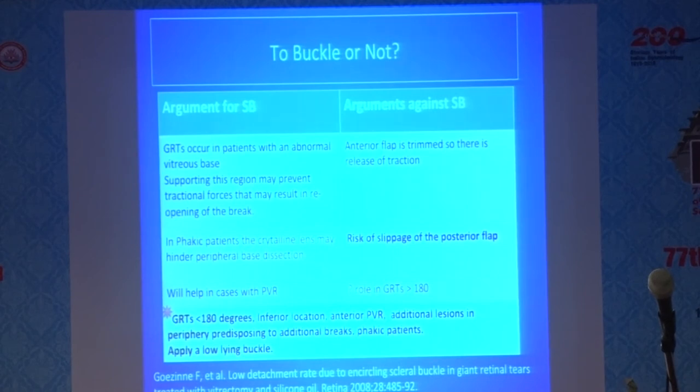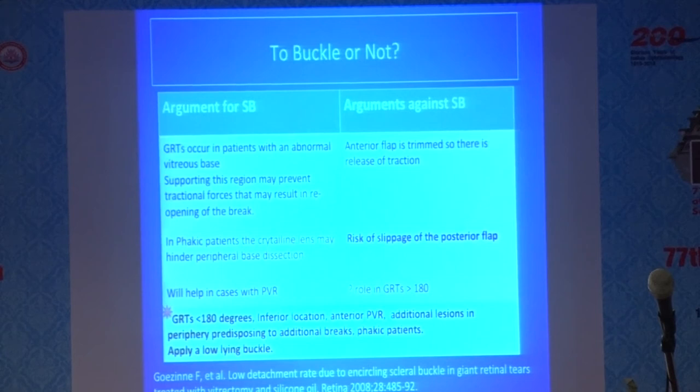The arguments against applying a supplementary buckle are that you generally tend to cut off the anterior flap, so that means that you have released the vitreous traction there, so there is no vitreous traction, but the edges of the tear and the remaining retina are what contribute to it. And then the major risk is the risk of slippage of the posterior flap. There is obviously a questionable role in giant tears which are more than 180 degrees in extent. And there is no role in applying one if you have a 360 degree giant retinal tear.